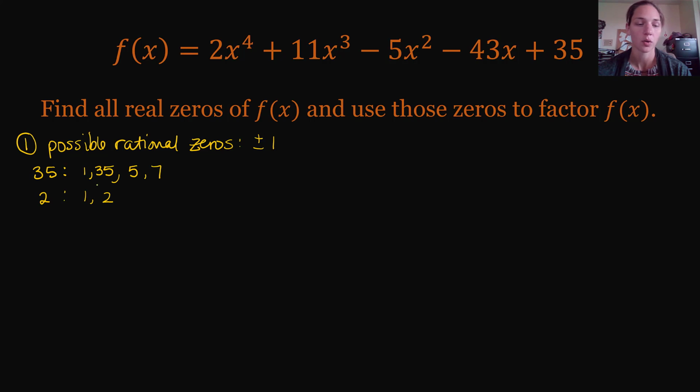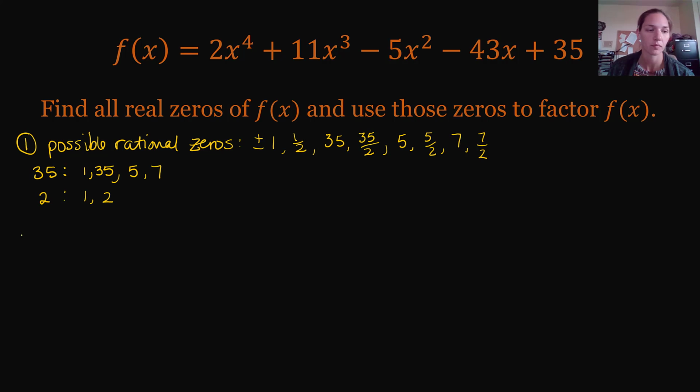1 over 1, 1 over 2, 35 over 1, 35 over 2, 5 over 1, 5 over 2, 7 over 1, and 7 over 2. So there's our possible rational zeros, and it can be the positive or the negative of any of these. So step 2 is to start testing.